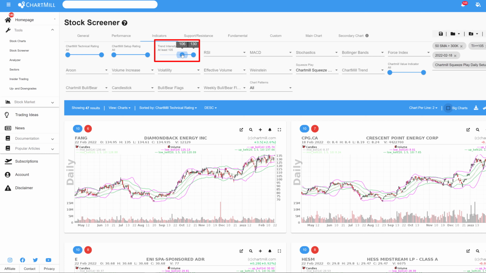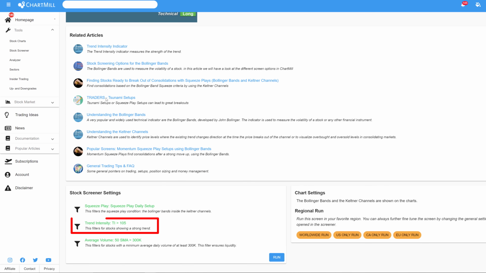The trend intensity filter measures the strength of the trend using two simple moving averages, the 7-day average and the 65-day average. The value is obtained by dividing the 7-day average by the 65-day average and multiplying the result by 100. Click the link in the screen for more detailed information.